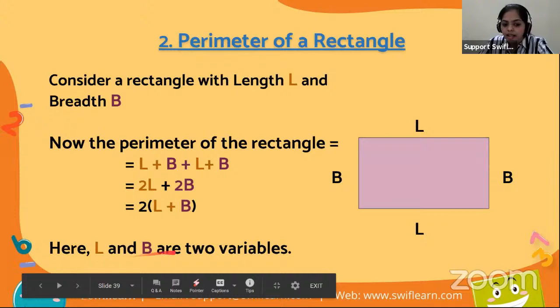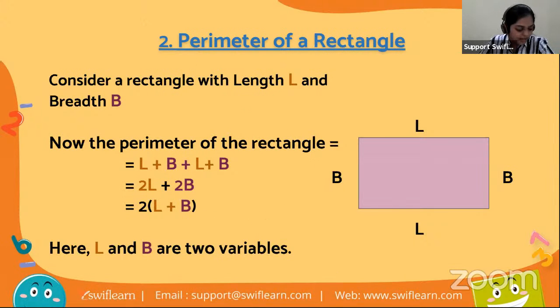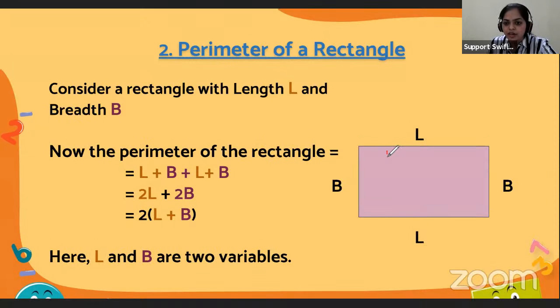So here, L and B are two variables. We can take the value of these variables according to our choice. All right, so let's take an example here. Shreya Jain, very good. You answered that the perimeter of a rectangle is 2 times (L plus B). Now I will give you one question: what will be the perimeter of a rectangle if the value of L is 2 and the value of B is 3?